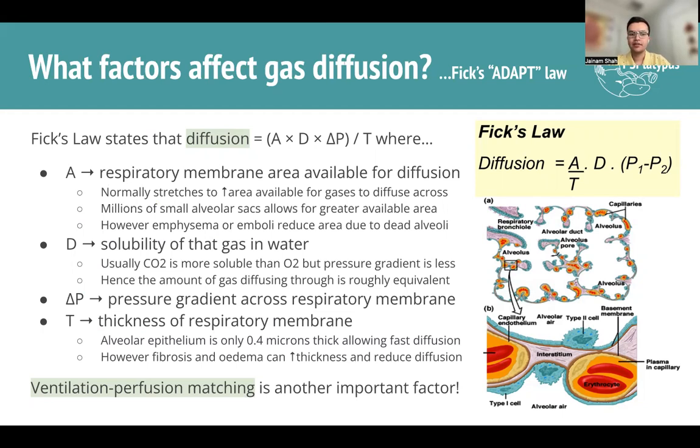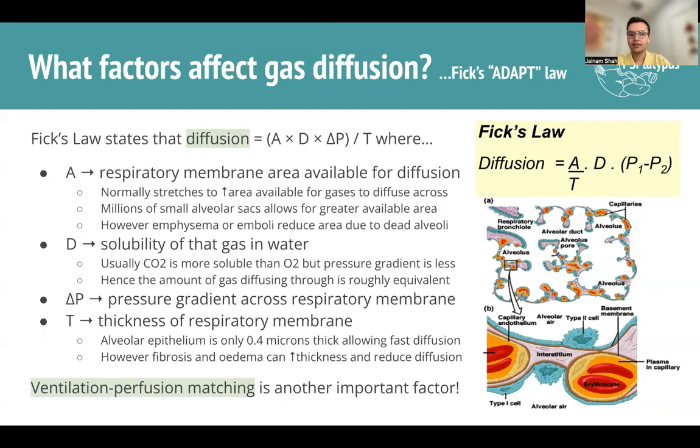Generally the epithelium is very thin, at 0.4 microns, and this allows for really fast diffusion. However, if you have conditions such as fibrosis, or you've got edema where fluid builds up and increases the thickness of that barrier, then you've got reduced diffusion. So what I'd encourage you to do is take each of these variables, including the ones that I've already described, and see if you can think of conditions where they might be affected, so that if you get a question in an exam, you know that a particular condition will lead to an increase or a decrease in diffusion.